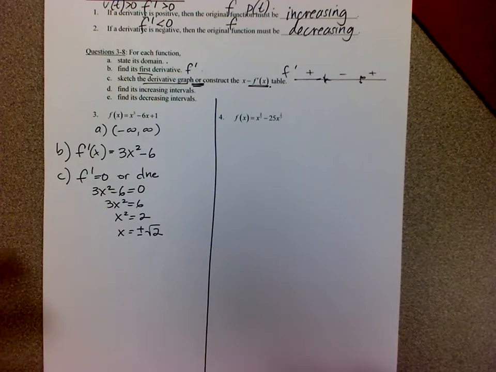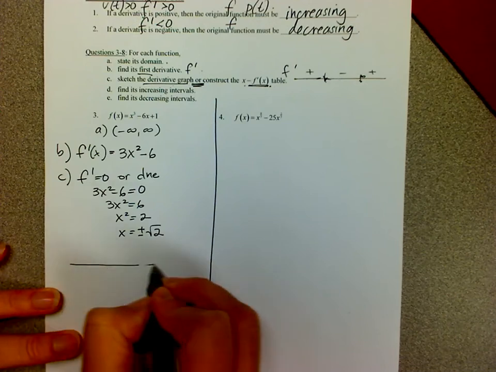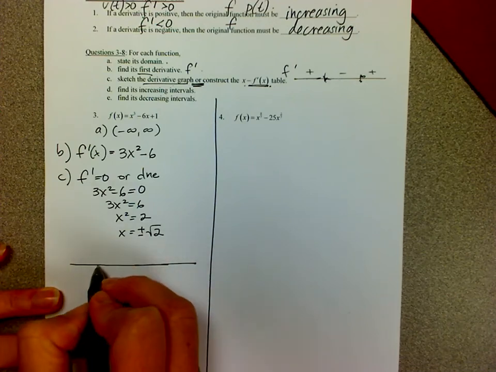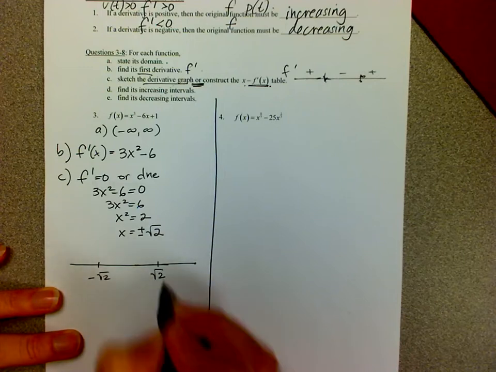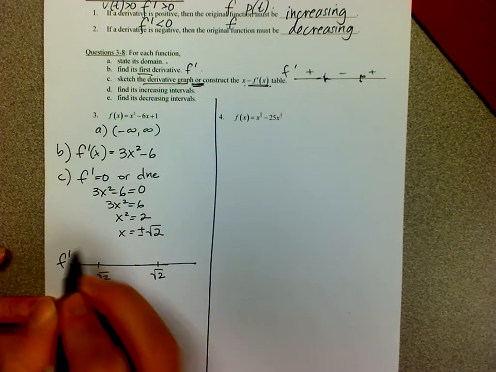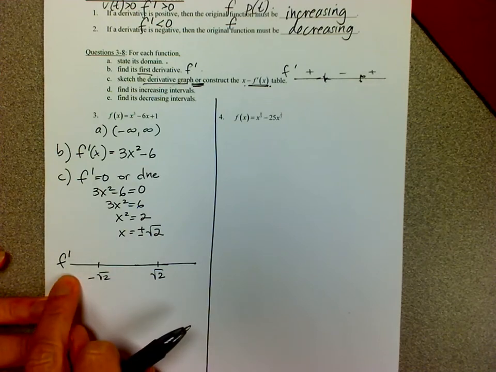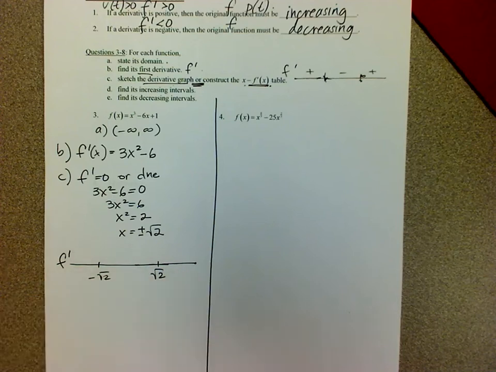Okay, and then what they mean by constructing an f prime table is then at this point, we're going to make a number line here, and on it I'm going to put negative square root of 2 and positive square root of 2. And I'm going to test values on f prime to determine whether f prime is positive or negative at these points. So if you're more of a numerical mind, you're going to want to test points.